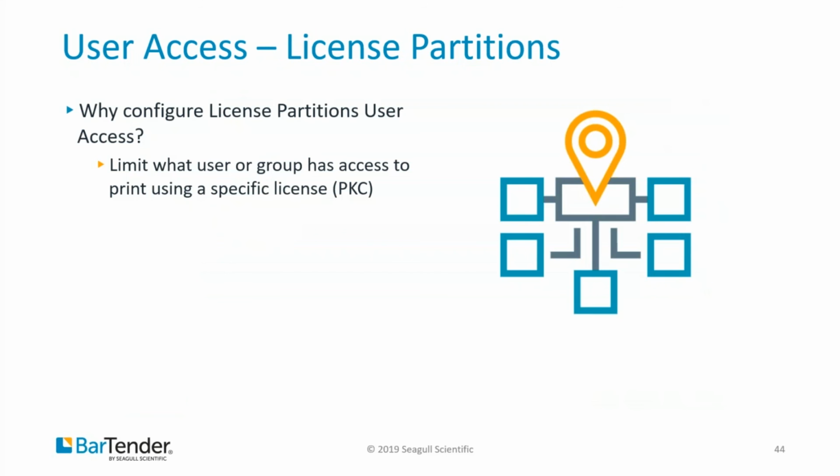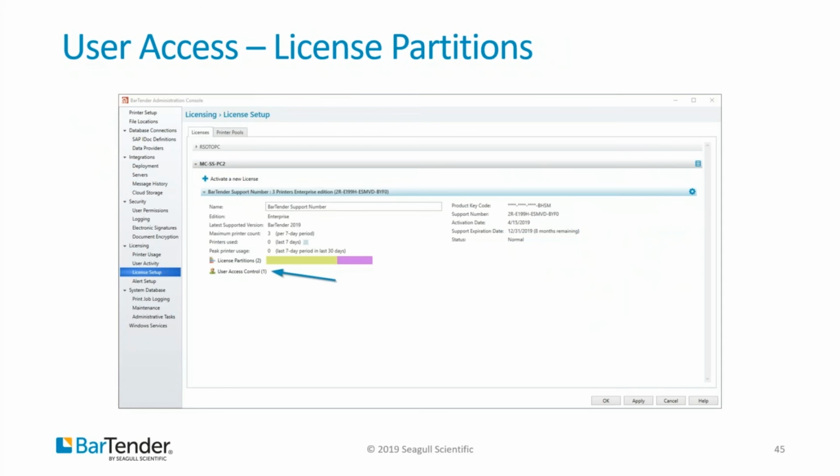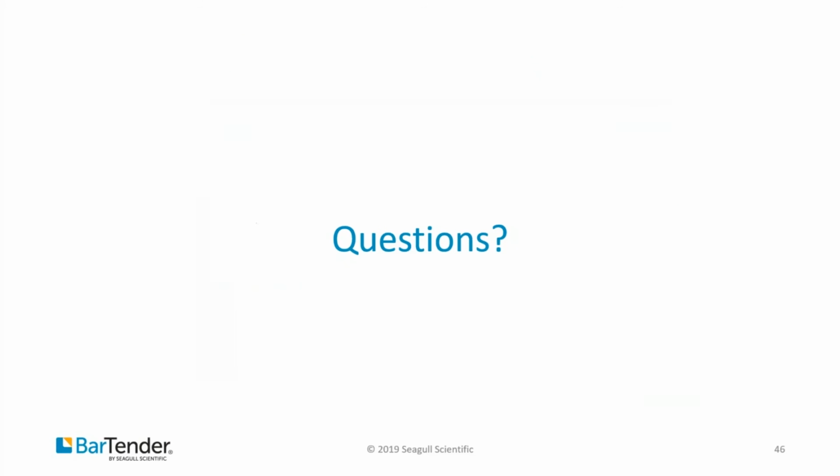Now, the last one is going to be your user access to the license partitions. This is where you can limit what user or group has access to a given license, if you will. Here we're back in the same place that we were when we set up the partitions initially, under license setup, licenses, and then user access controls. And with that, we'll move into our questions, and we'll try to work through the ones that we can.